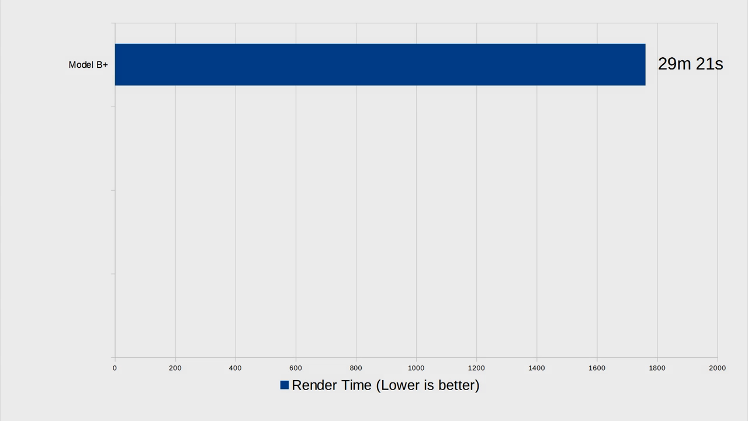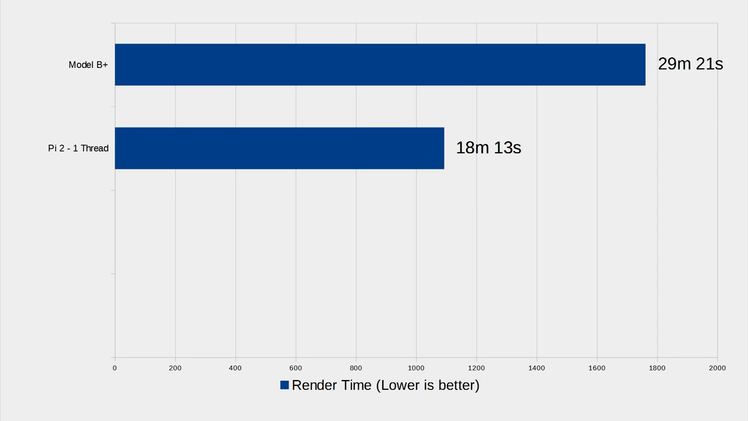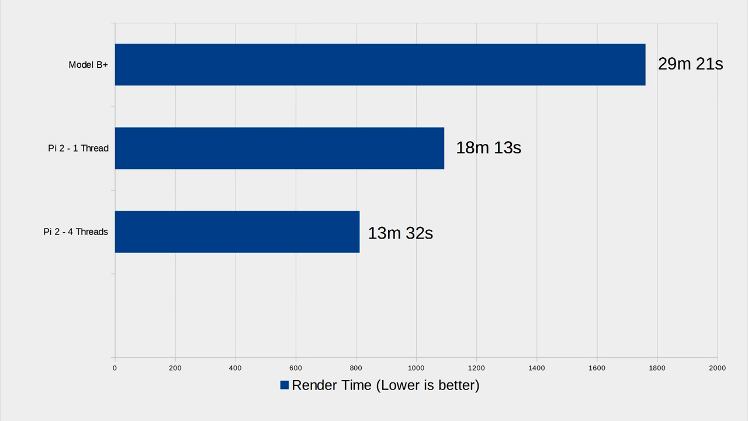So, let's see how long it took to render these 2,097 pictures into a 720p video. The original Raspberry Pi Model B Plus, with its single 700 MHz processor, finished in 29 minutes and 21 seconds. Next up was the Pi 2 with a single thread running on its 900 MHz processor, clocking in at 18 minutes and 13 seconds. And with all 4 cores running on the Pi 2, it finished in only 13 minutes and 32 seconds, more than twice as fast as the original Raspberry Pi.